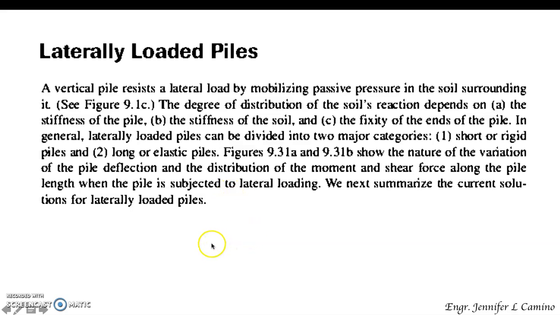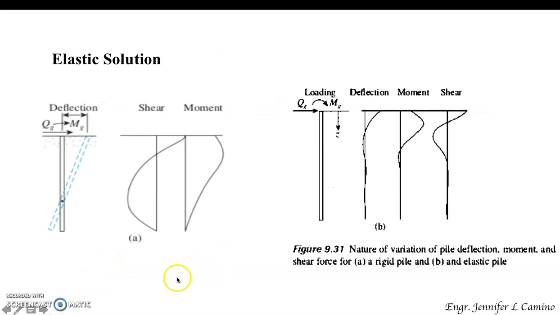The figure shown in 9.31 shows the nature of the variation of the pile deflection and the distribution of the moment and shear force along the pile length when the pile is subjected to lateral loading. This is the illustration for a pile subjected to lateral loading, showing the nature of variation of pile deflection, moment and shear force for a rigid pile and an elastic pile. This one is a rigid pile. This is the illustration for pile deflection when subjected to a lateral force, and it also shows the shear and the moment forces for our rigid pile.